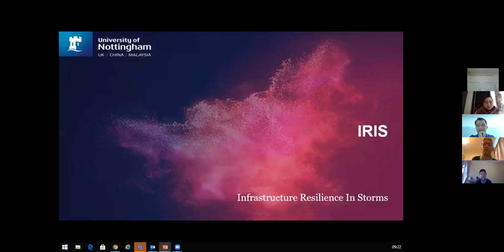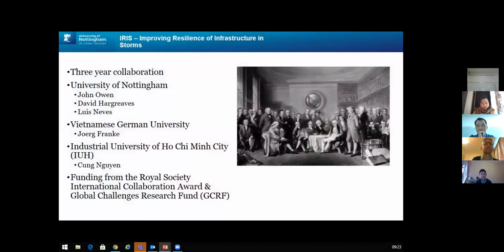Now let's focus in on infrastructure resilience in storms, the project which we're working on, the three presenters today. This is a 3-year collaborative project between the University of Nottingham, the Vietnamese-German University, and the Industrial University of Ho Chi Minh City in Vietnam. I've listed the people, the main investigators. The funding came from the Royal Society through its International Collaboration Awards, with funding from the Global Challenges Research Fund, GCRF, which is a UK government scheme to use research fundings to help developing countries around the world. This is an early picture of the Royal Society, which is one of the oldest scientific institutions in the world.